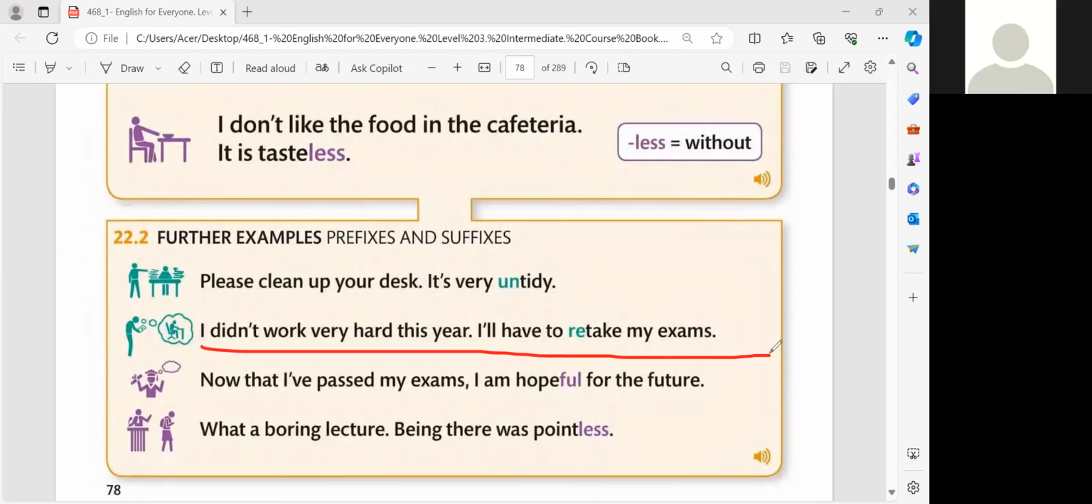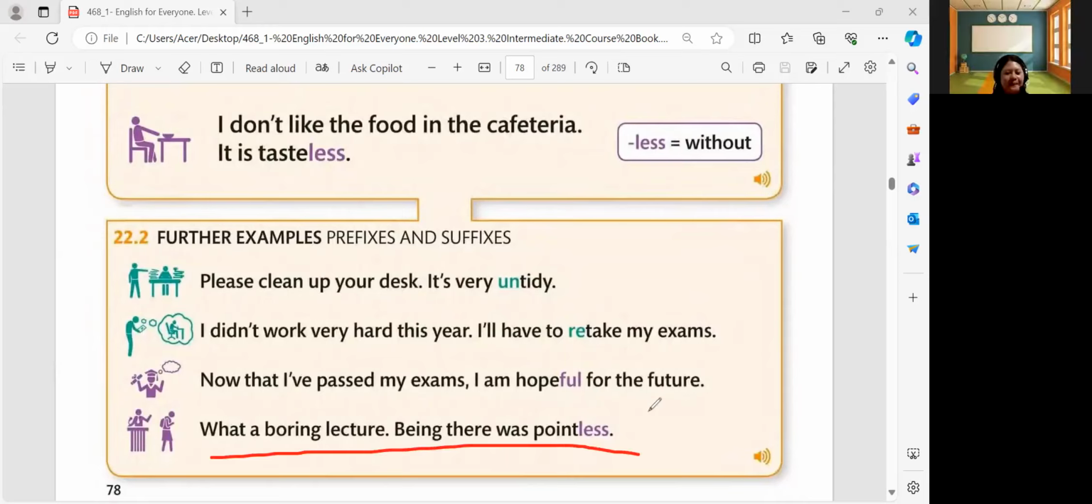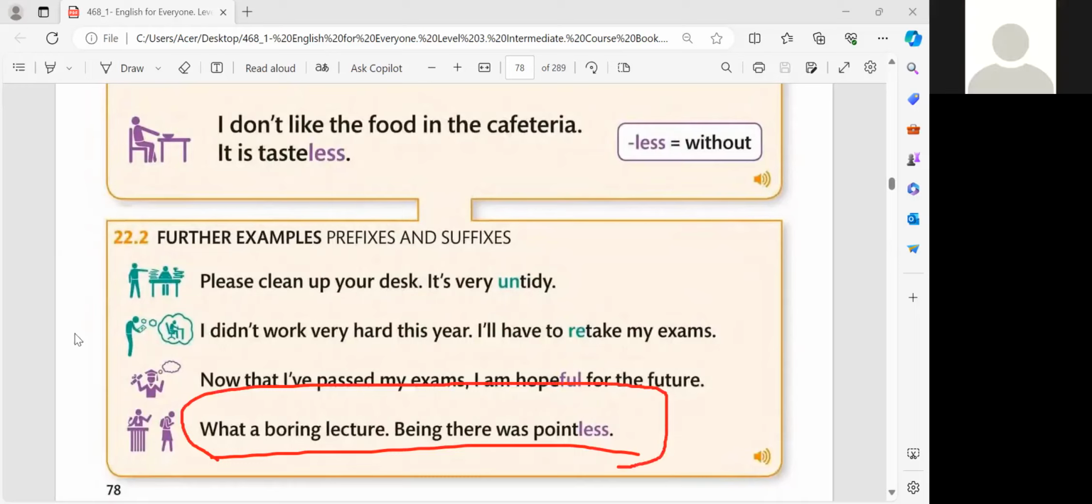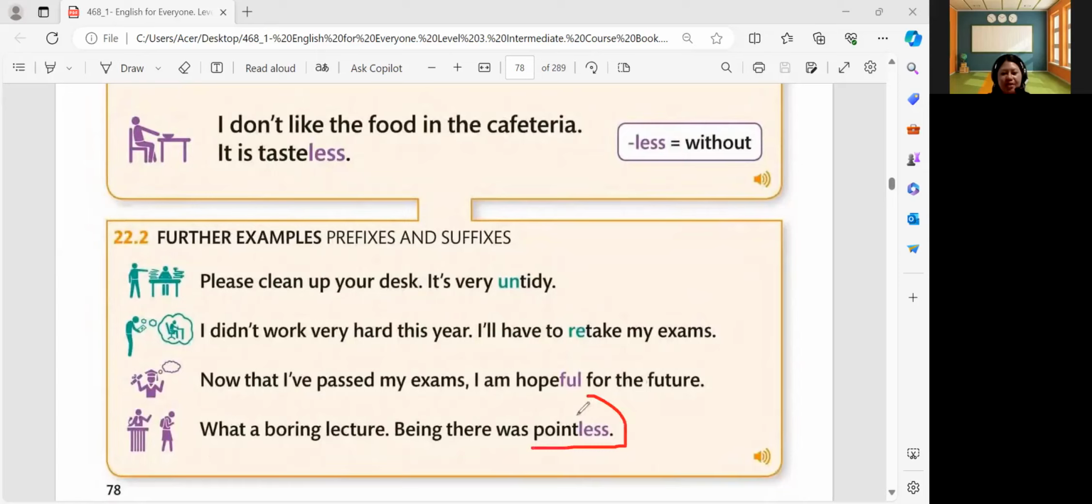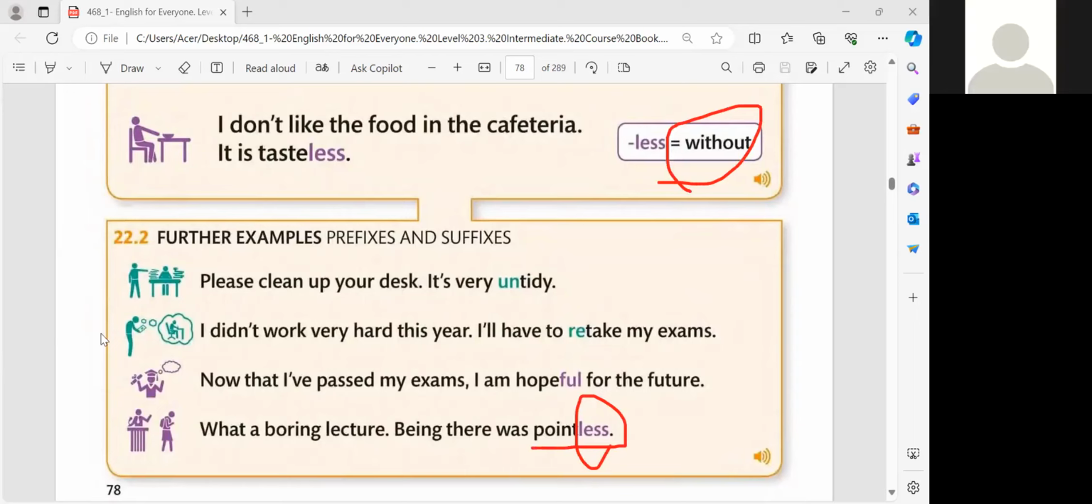I didn't work very hard this year. I will have to retake my exam. How about the next one? Now that I have passed my exams, I am hopeful for the future. Correct. What a boring lecture. Being there was pointless. So the word "less" here means without. Understand? Good job.